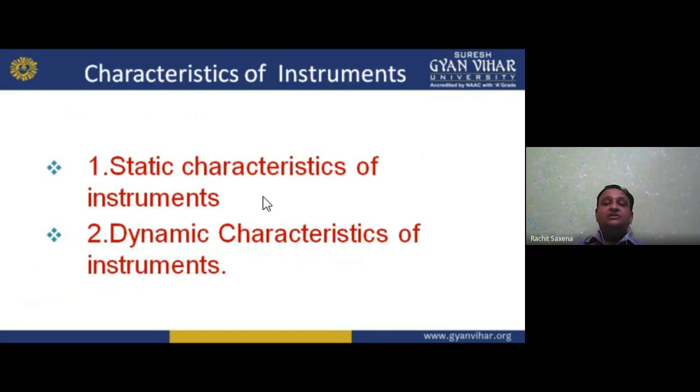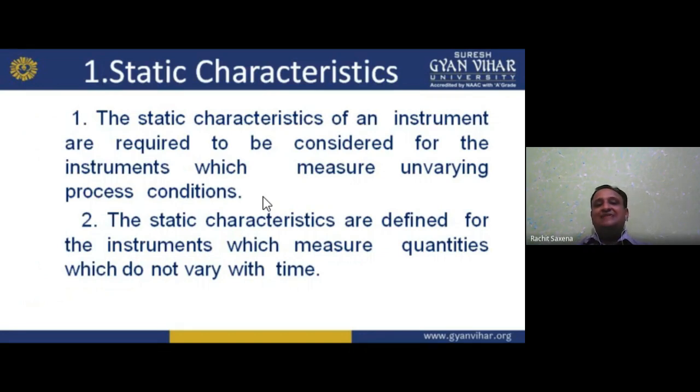Now, characteristics of instruments. We have two types of characteristics: static characteristic and dynamic characteristic. Taking one by one, first is the static characteristic. The static characteristics of an instrument are required to be considered for an instrument which measures unvarying process conditions.